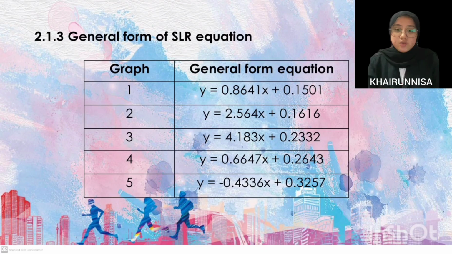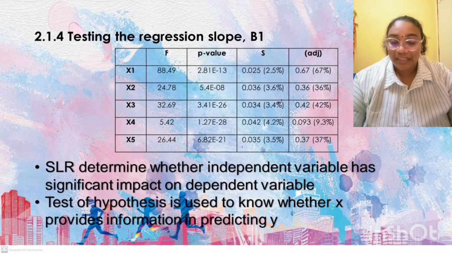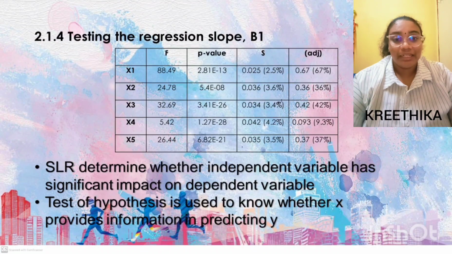Next is the general form of the equation for simple linear regression. As you can see from the table, for graph 1, y equals 0.8641x. It stands for the slope of the line. Meanwhile, the 0.1501 stands for the y-intercept. Testing the regression slope beta 1: simple linear regression uses the predicted values of the parameters beta 0 and beta 1 to determine if an independent variable has a significant impact on the dependent variable.